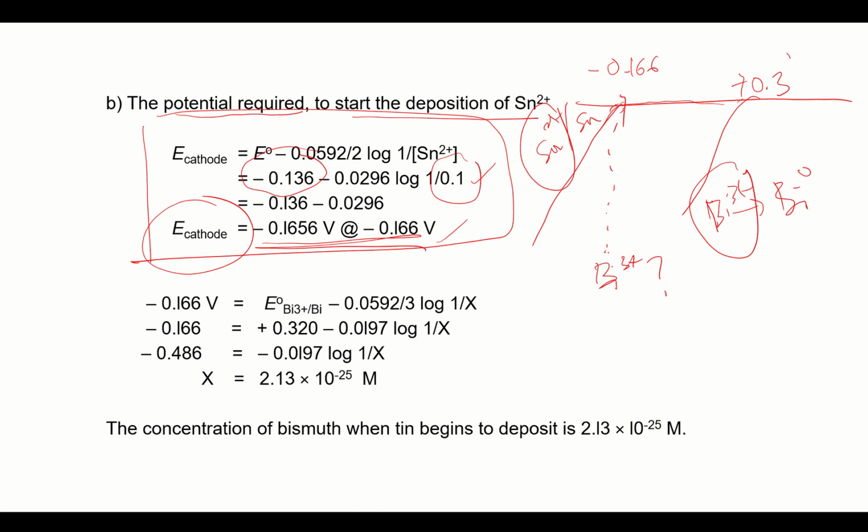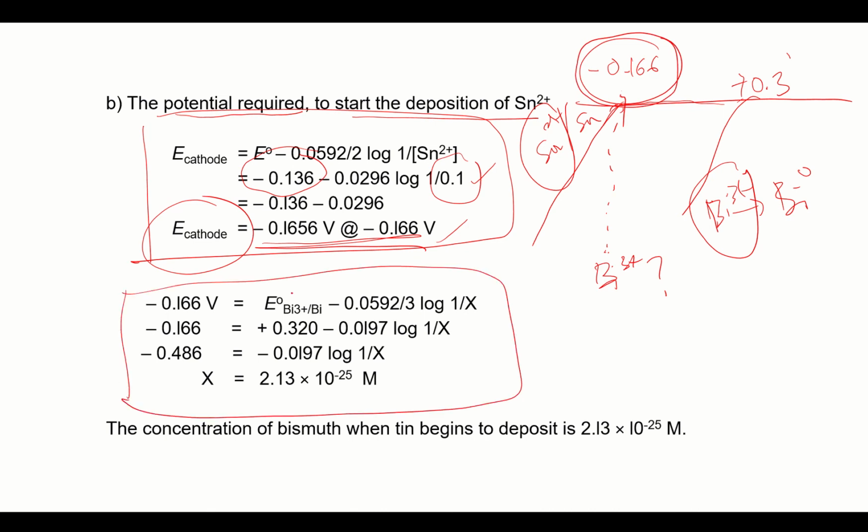So by knowing the potential at that moment, you should use this again to relate with bismuth. So what is the E measured? It is equivalent to where the stannum starts to form. So you want to find X. What is the concentration of X at this potential?